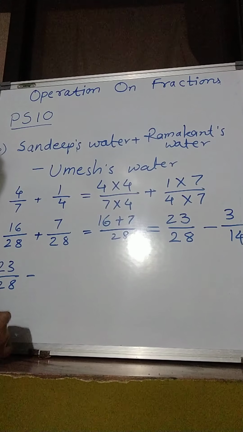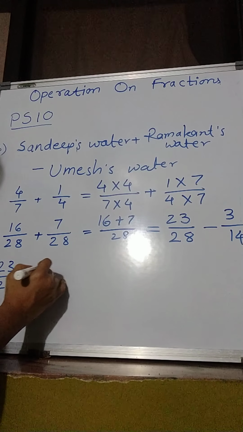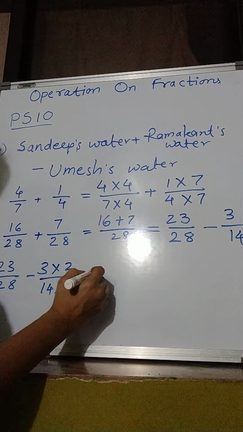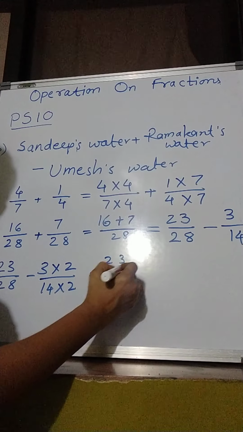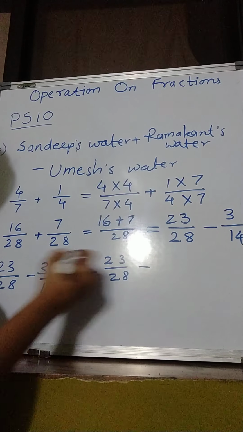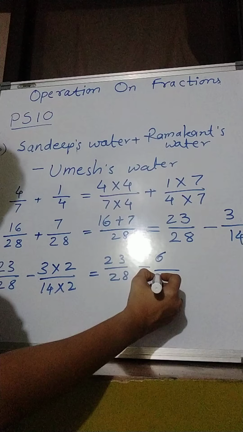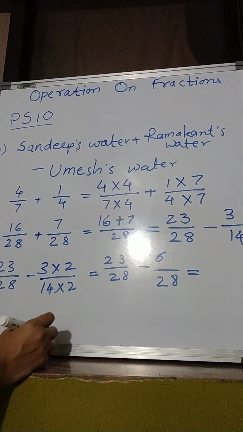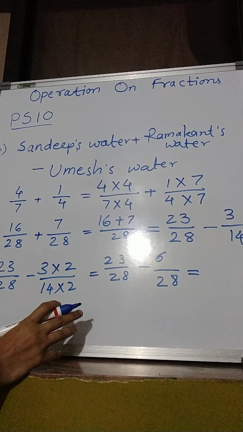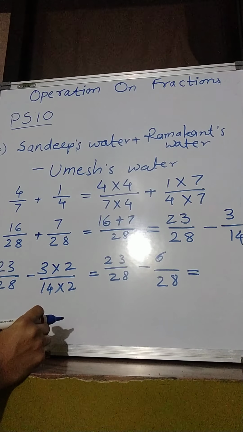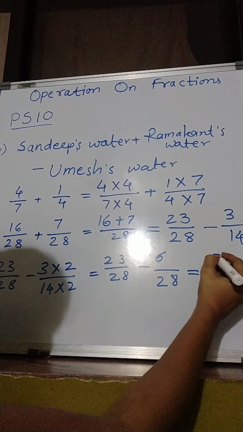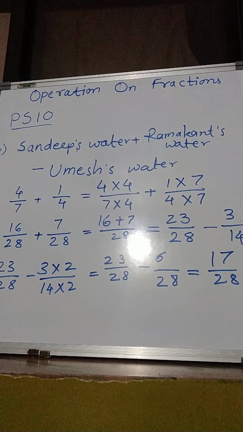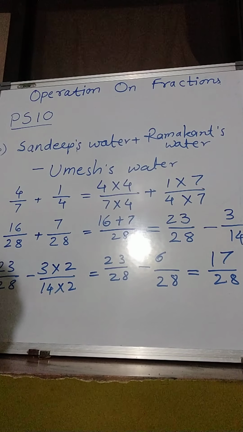23/28, keep it the same because you are not changing anything in that. 3 multiplied by 2 because 14 2s are 28. Right? 23/28 minus 3 2s are 6/28. Now here, see, 23 minus 6. What is the answer? 17/28. Up to this, one part of the sum is finished.